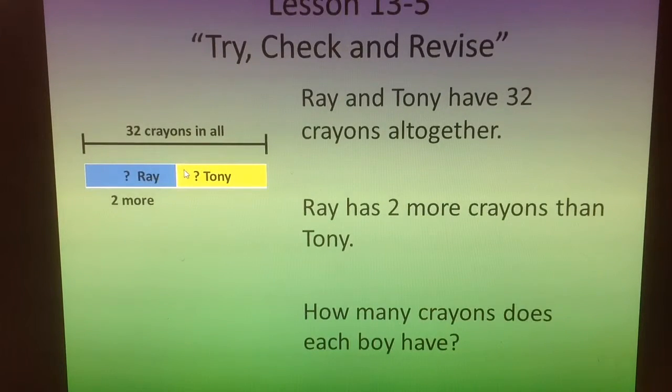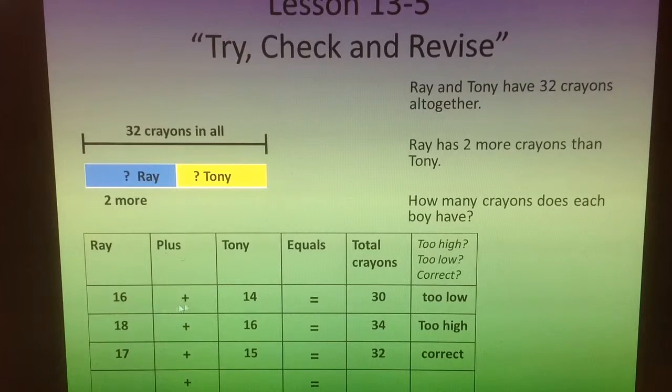Half of 32 is 16, so I could guess that Ray has 16 and Tony has 16. That would add up to 32, but the problem is that Ray has 2 more crayons than Tony. So I have to think about how to make one number a little bit bigger than 16 and one number a little bit smaller than 16. Just like I split 32 in half, I'm going to split this number 2 in half. I'm going to add 1 to 16 to find out how many crayons Ray has, and I'm going to take away 1 from 16 to find out how many crayons Tony has, because half of 2 is 1.